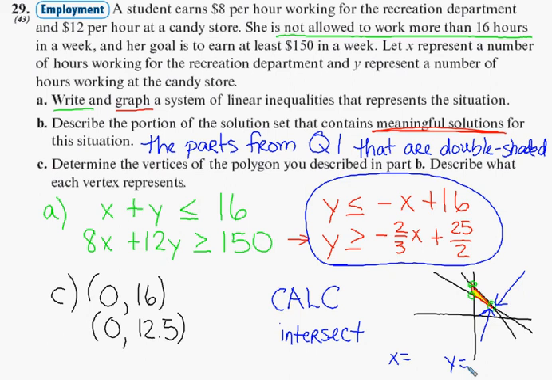And if you get the same thing I get, I'm thinking you should end up with 10.5, comma, 5.5, okay, as your 3rd vertex for this triangle. And they represent all 3 of these vertices. This one, and this one. They all represent the combinations of hours that the student could work to meet her goal. I hope this helps.